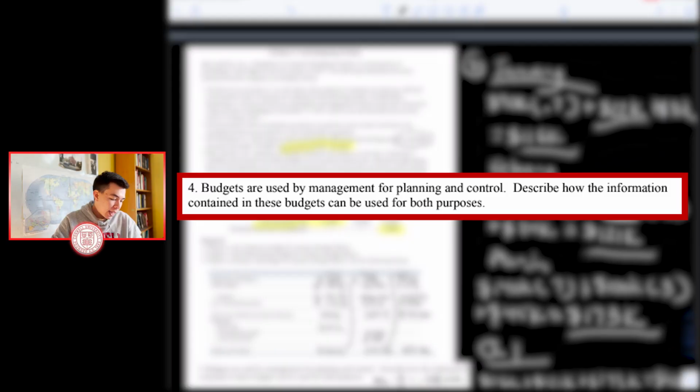There are a lot of steps involved, but if you just take it one chunk at a time, it's actually not that bad of a question. And if you can get that right on the exam, it's going to help you out quite a bit. And question 4 says, budgets are used by management for planning and control. Describe how the information contained in these budgets can be used for both purposes.